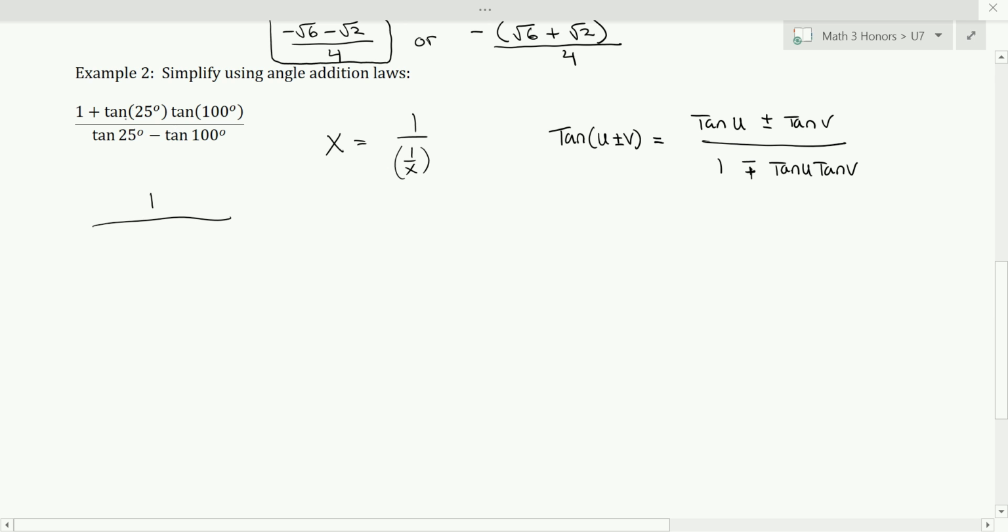And this is the cotangent form, and I want the tangent form. So this is the tangent. I'm going to flip the fraction over. Tangent 25 minus tangent 100 over 1 plus tangent 25 tangent 100. Okay, and now we can compare this with the formula we're having. Okay, you see it?